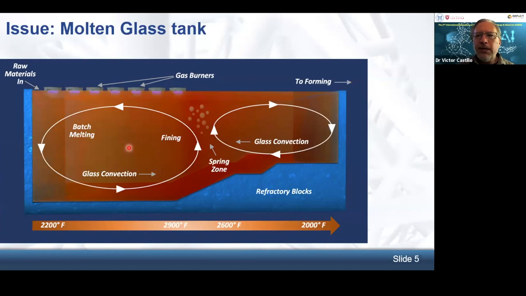One of the problems is that with the outgassing, you can get bubbles coming to the top and foam rising to the top and moving towards the forming. What they're trying to do is get the foam moving to the left so that it subducts and is dissolved into the molten glass. Another problem is if the convection is too vigorous, it will cause the raw materials to go out toward the forming, and then you have uncooked raw material.